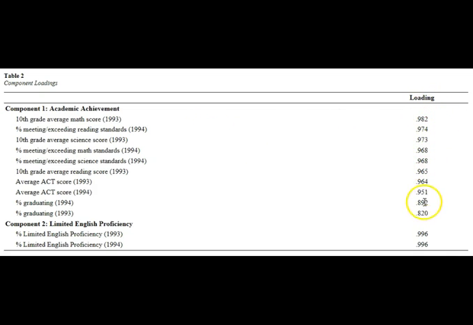But you could see of all the loadings over here, the highest, 10th grade average math score, was most highly correlated with that component. So if you were going to make your best guess at somebody's academic achievement in other categories, your best bet would be to examine their math scores from 10th grade.